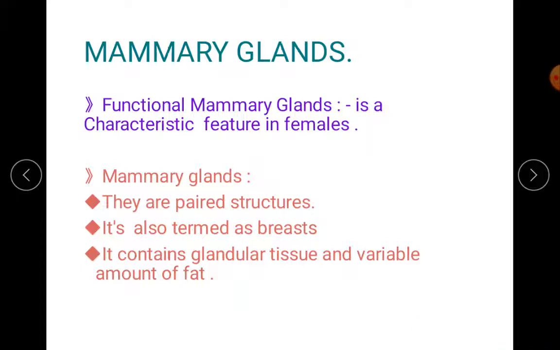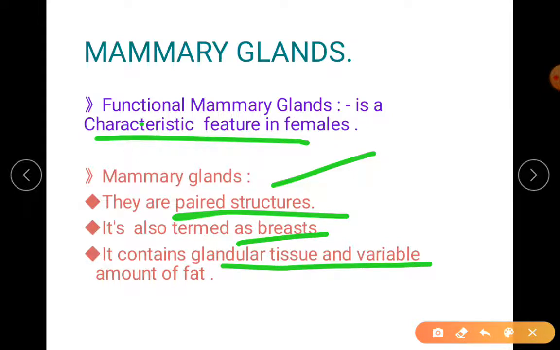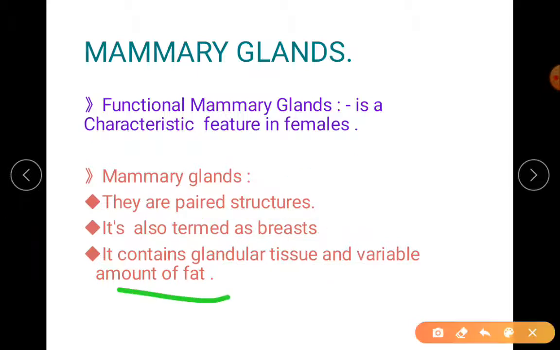In case of males, it is an inborn error, which you will understand later why it happens. We'll be studying it in the genetics chapter. So please remember this. The characteristic feature in females is your functional mammary glands. You should know they are paired in structure. When I say paired, they are 2 in number. They are also called breasts. What do they contain? They contain glandular tissue and a variable amount of fat or adipose tissue.